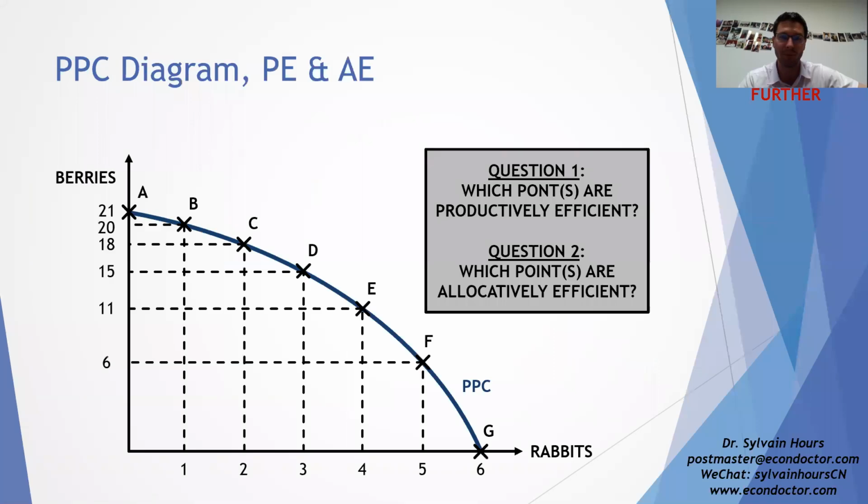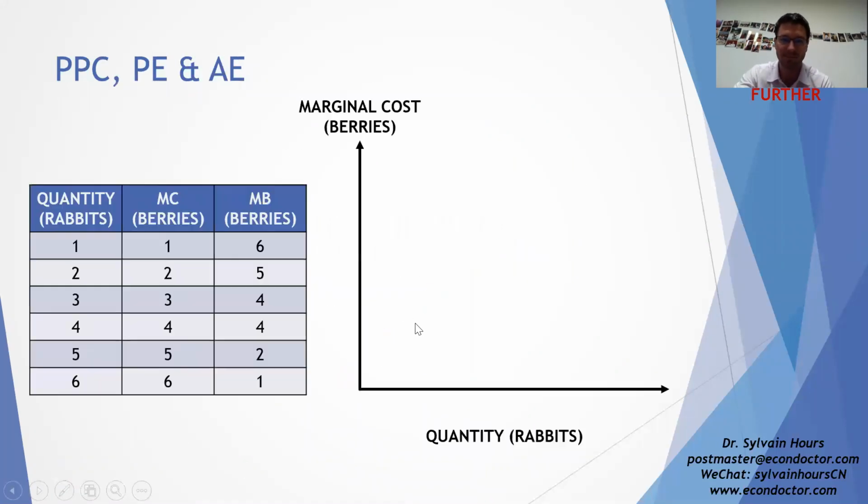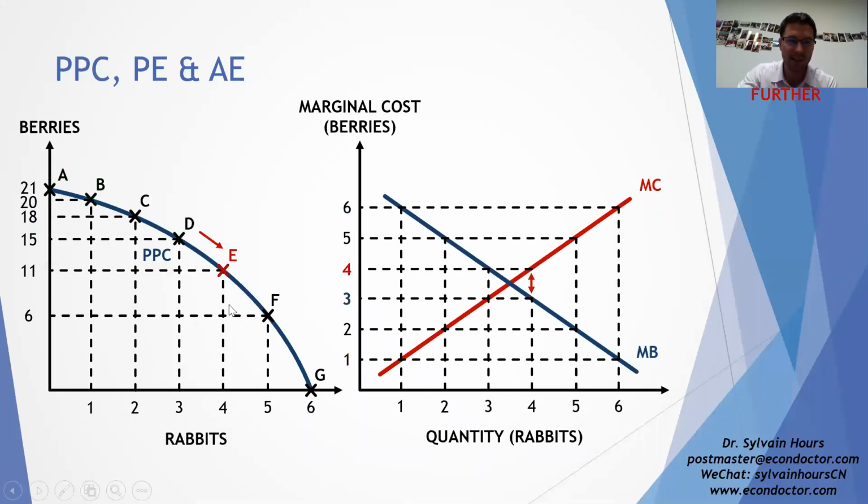So if we go back to the PPC, it is when eating 3 rabbits and then I can collect 15 berries that I will achieve allocative efficiency. So this point D is productively efficient. It is on the PPC, and at the same time, it is allocatively efficient. All the other points are productively efficient, even point G, but they are allocatively inefficient.